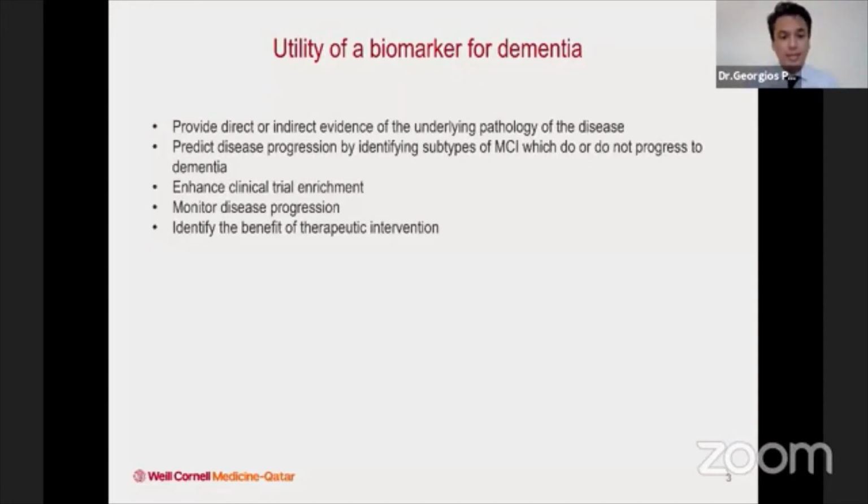It can enhance clinical trial enrichment. So if you want to test a drug, and you just recruit patients from the memory clinic, it might not be the best thing, although you increase the chance of detecting those who will progress to dementia, and you would like to see how many of them will be prevented by the drug. It might be good to have a biomarker which will even more enhance your trial enrichment by finding those who are at high risk of developing dementia and see how many of them will be prevented by the drug. The biomarker can also monitor the disease progression and can also identify the benefit of a therapeutic intervention.